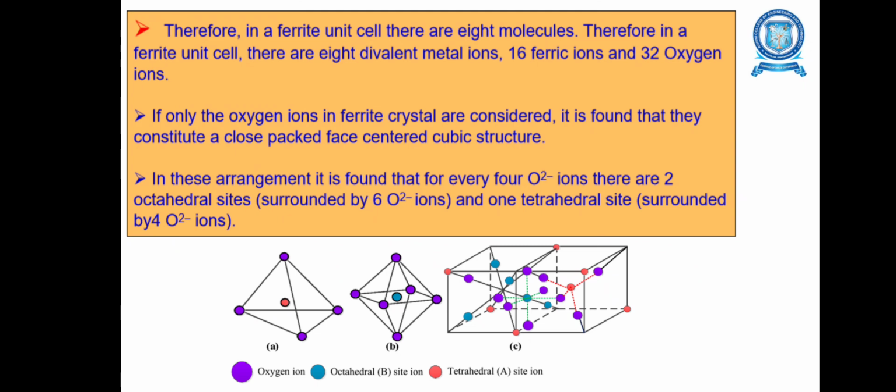This is a representation of an octahedral site, which is the pale blue color, and the violet color represents the oxygen ion, and the pale red color represents the tetrahedral site ions. For every 4 oxygen ions, there are 2 octahedral sites and 1 tetrahedral site.